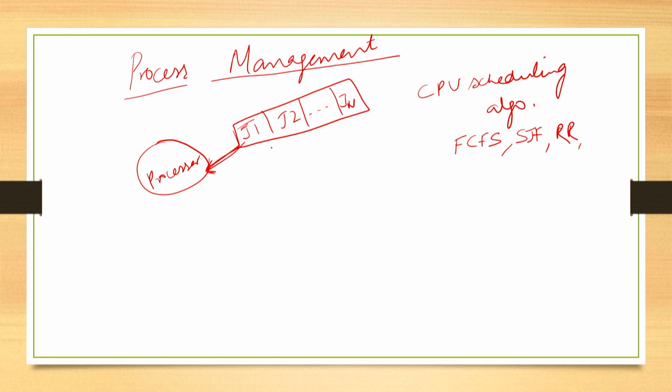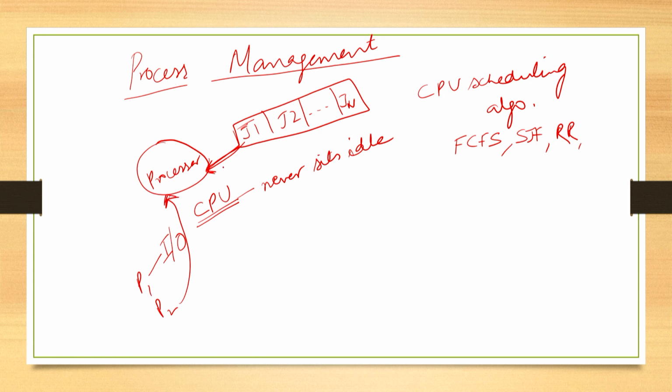Another thing what the operating system does is what? Its objective is the maximum utilization of CPU. Maximum utilization of CPU means what? CPU never sits idle. It means if one of the process is waiting for input output, at the same time the P2 will be allocated to this processor for execution.